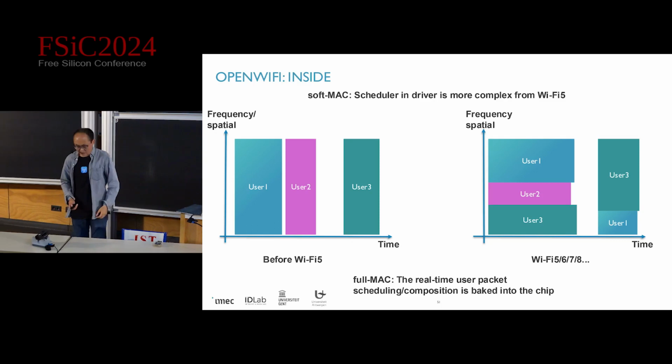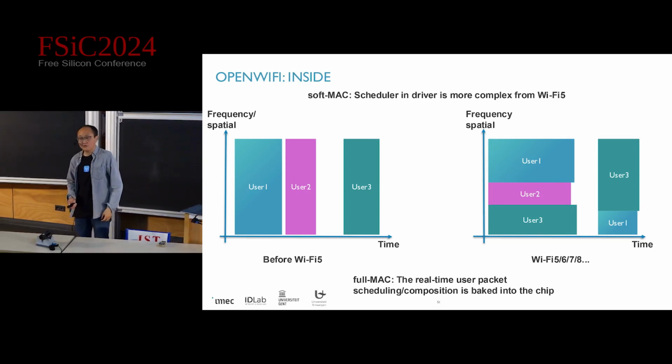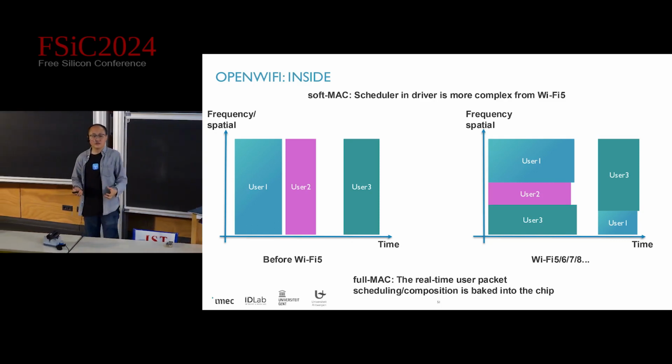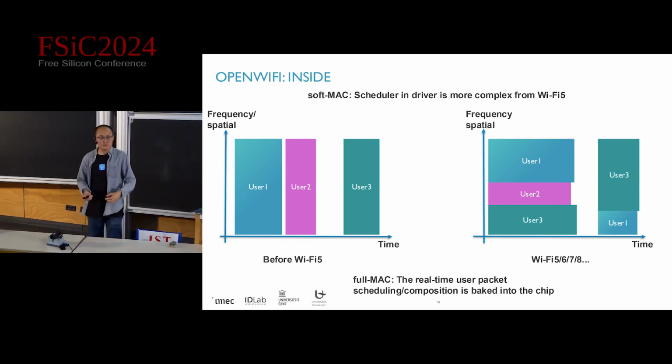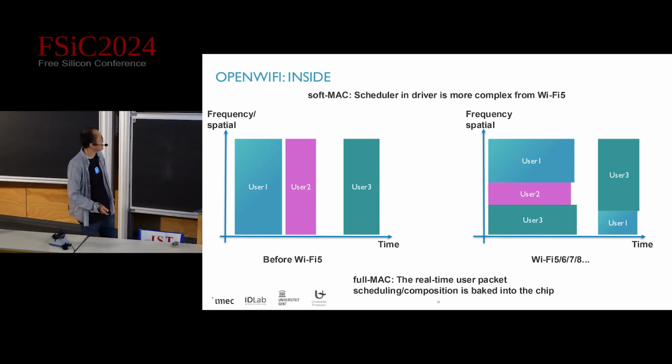So that's why from Wi-Fi 5 onward, all Wi-Fi chips are full MAC, not soft MAC. They bake all the complication into the chip. But if you go for Open Wi-Fi, we still offer the software packet scheduler option. You decide how to schedule multi-user packets.